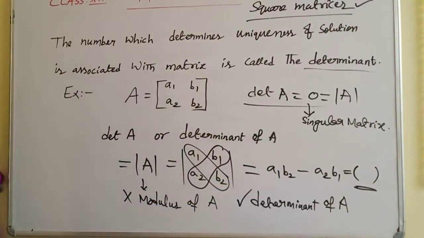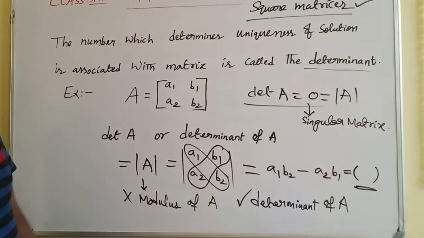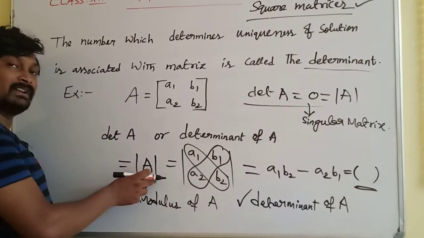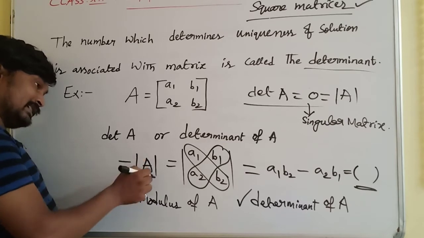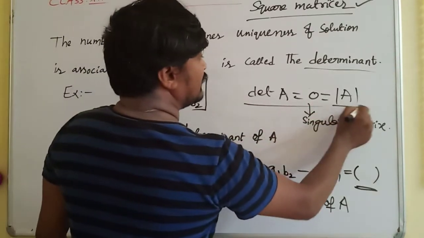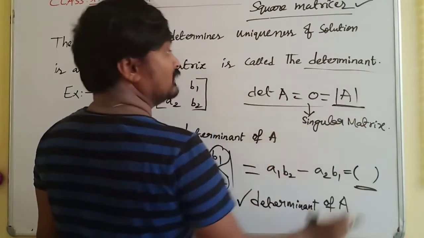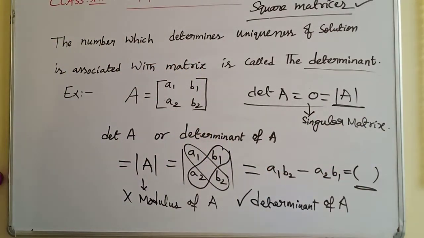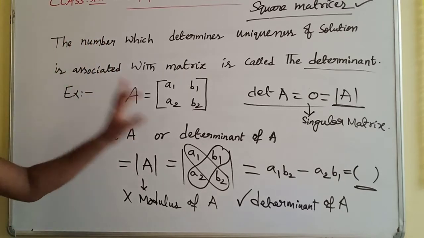So we can call it a singular matrix. Next, the third point, which I already explained to you: this symbol, not indicating the modulus of A, is called the determinant of A. So these are the important points before starting the determinant definition. You have to remember this.